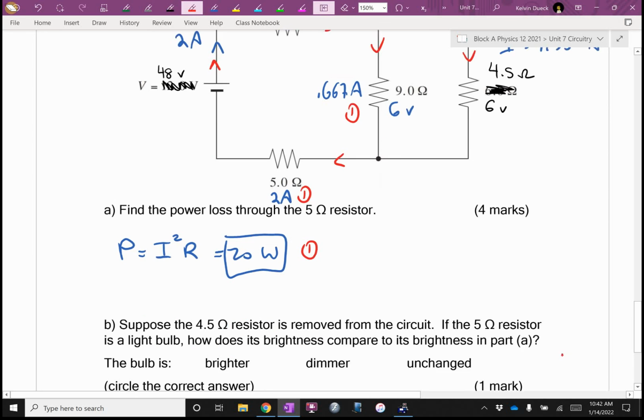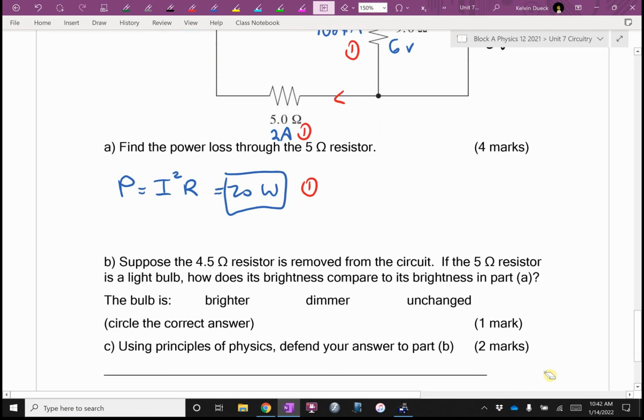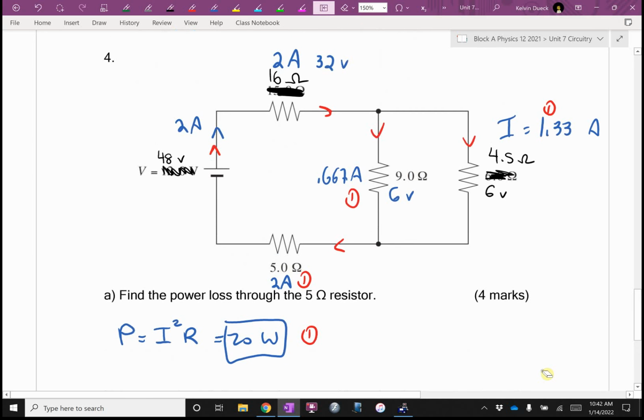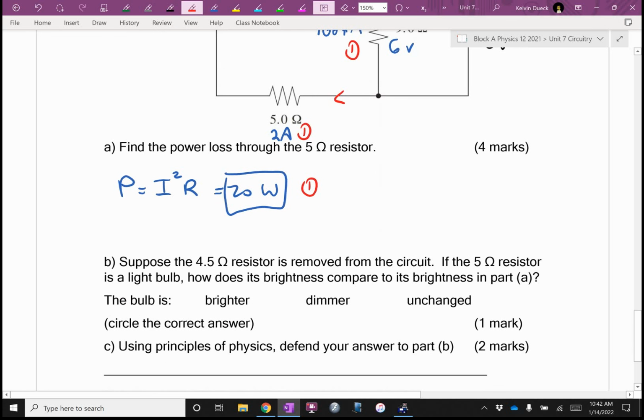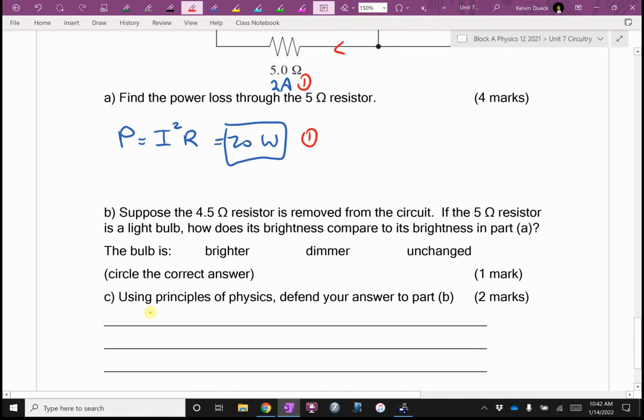What's B want me to find? Oh, suppose the 4.5 ohm resistor, that one is removed from the circuit. If this is a light bulb, how does its brightness compare? You know what? I'm going to use this because its resistance isn't going to change. What will change is how much current is going to go through it. If this gets bigger, it's brighter. If this gets smaller, it's dimmer.